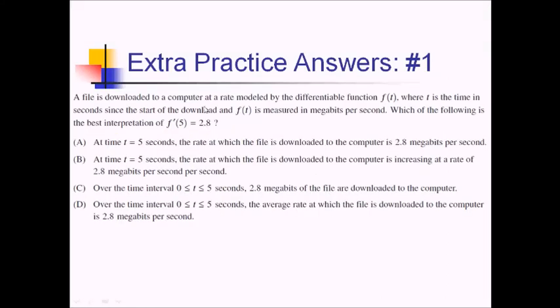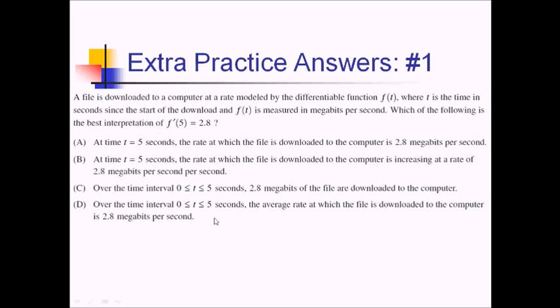This problem involves a fair amount of reading. We have a file downloaded to a computer at a rate modeled by the differentiable function f of t, where t is time in seconds since the start of download. F of t is measured in megabits per second. That's going to be important. Which of the following is the best interpretation of f prime of 5 equals 2.8?